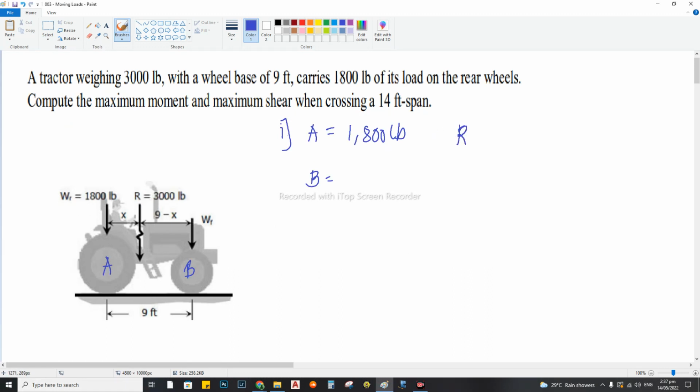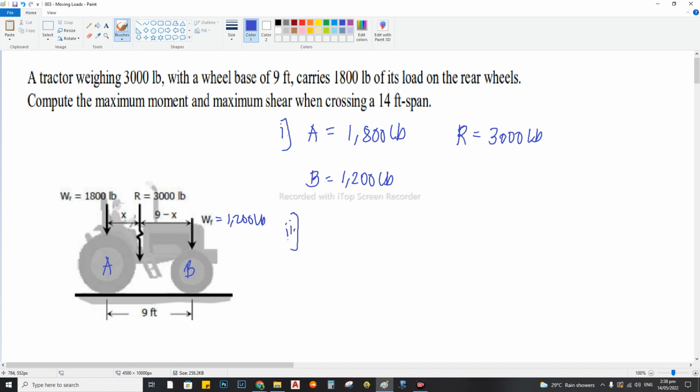Then we have also the resultant R, so 3,000. Para makuha si load B, so si load B is just 3,000 minus 1,800. That will be 1,200 pounds. So si front wheel, that is 1,200 pounds. Okay. Next nga itong button is atong i-determine ang location ni resultant.